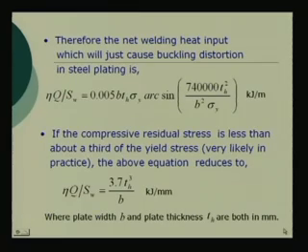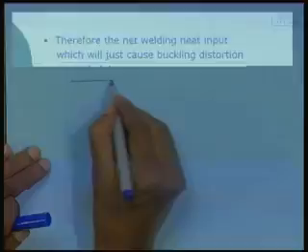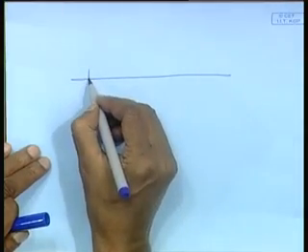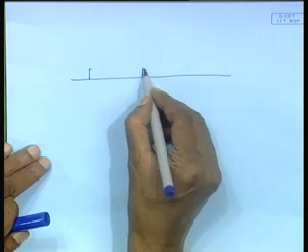So, for a given plate structure, suppose you have to fabricate a stiffened panel like this.